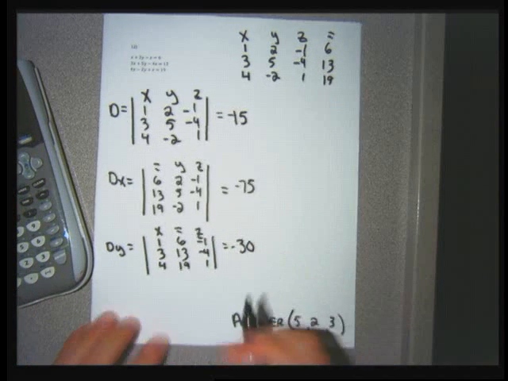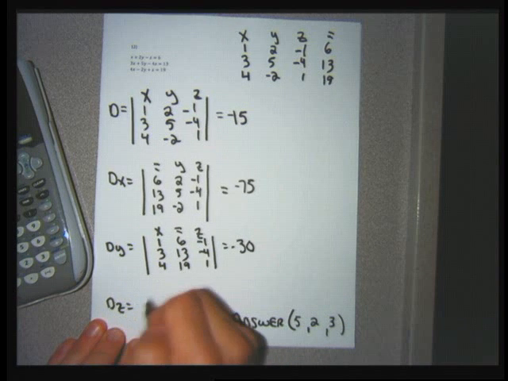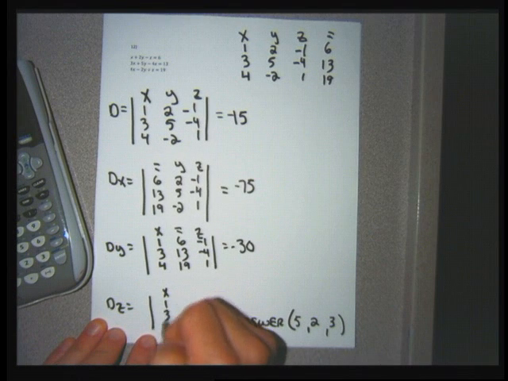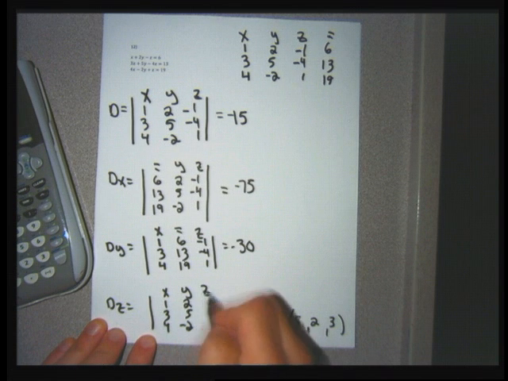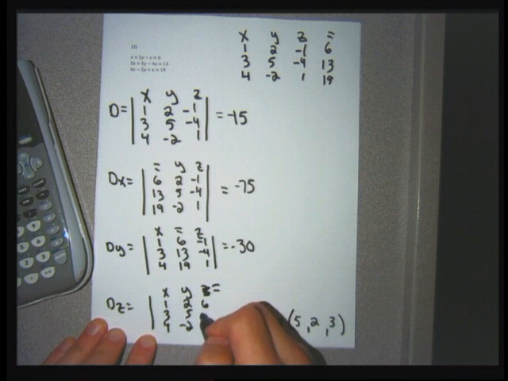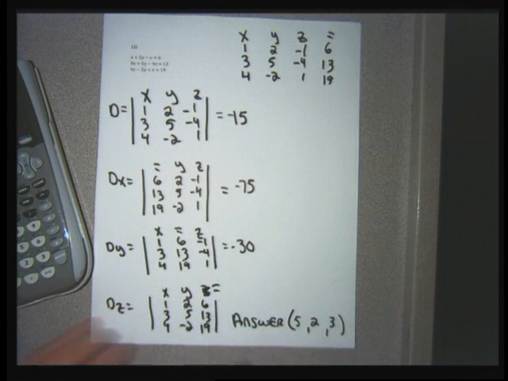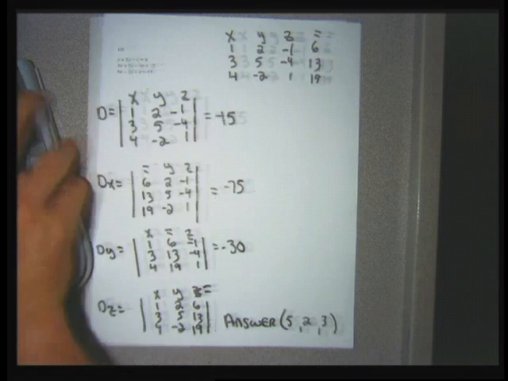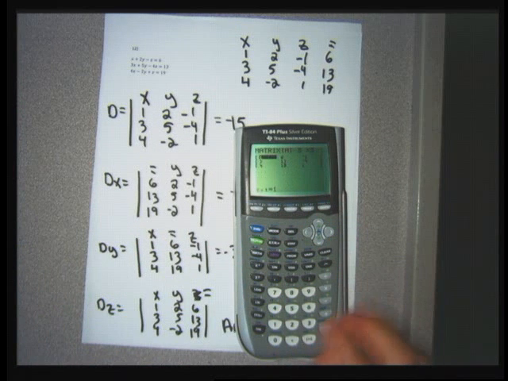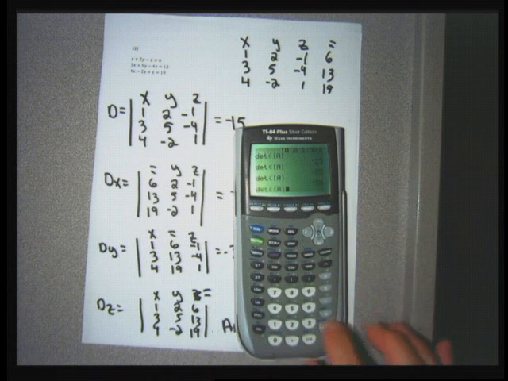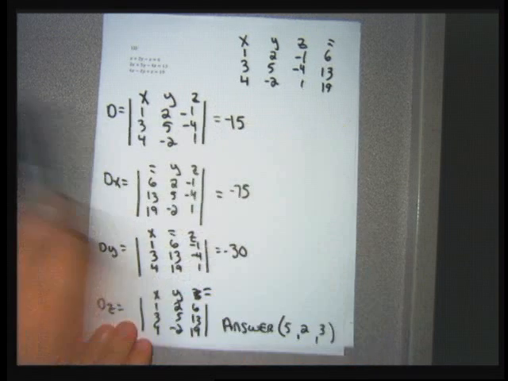And I have one last determinant to do. We call that D sub z. It has the x column first, 1, 3, 4, the y column second, 2, 5, negative 2, and the equals column last, 6, 13, and 19. When I do that determinant, again mindlessly on my calculator, second matrix, edit, another 3 by 3 matrix, entering 1, 2, 6, 3, 5, 13, 4, negative 2, 19, second quit, second enter, enter, and I get negative 45 for that number.